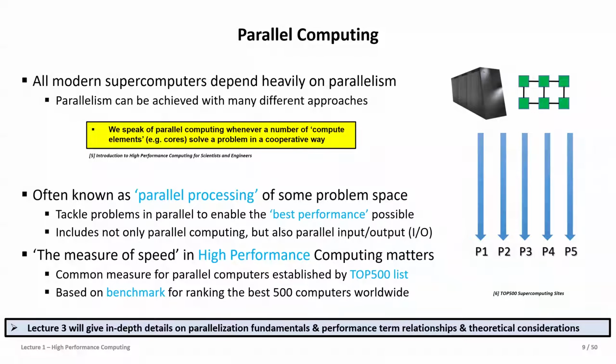And the high performance in this means that we have benchmarks ranking the best 500 computers or supercomputers, and they should be very much capable of enabling this parallel processing because this benchmark needs it. We go more into this in Parallelization Fundamentals, the performance term, but it means high performance. In some theory also in lecture 3.